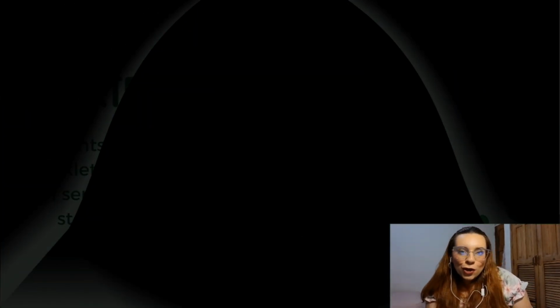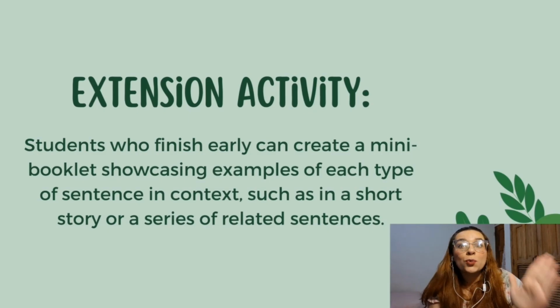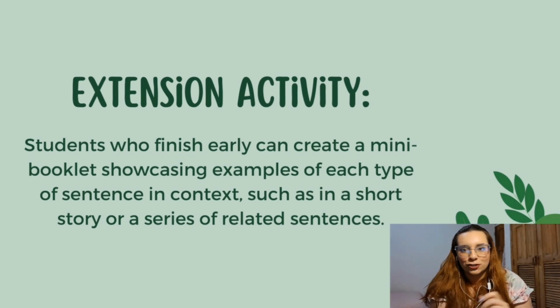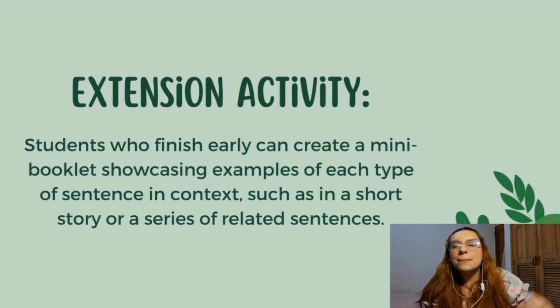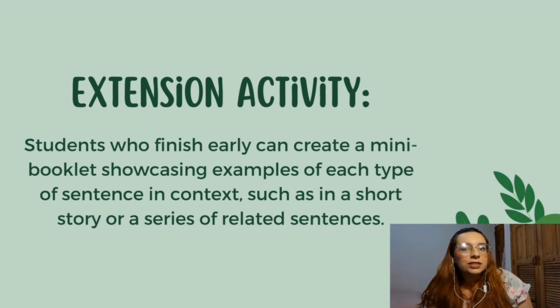Okay, and as always, there are some students who finish earlier than we expected, so we have to have an extension activity, a finish-early activity, as I like to call it. And what is it going to be? They will have to create a mini booklet or a brochure showing an example of each type of sentence in context. It can be a story as well, or a series of sentences, but through this brochure they can teach the types of sentences.